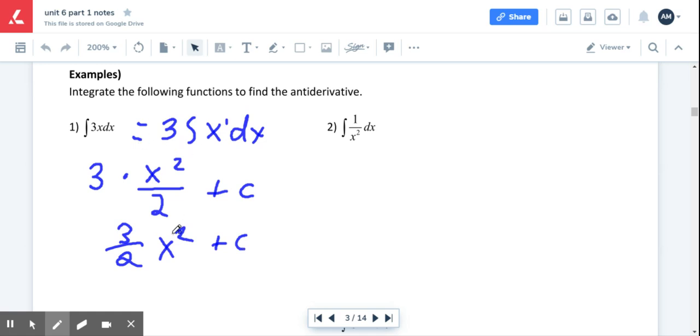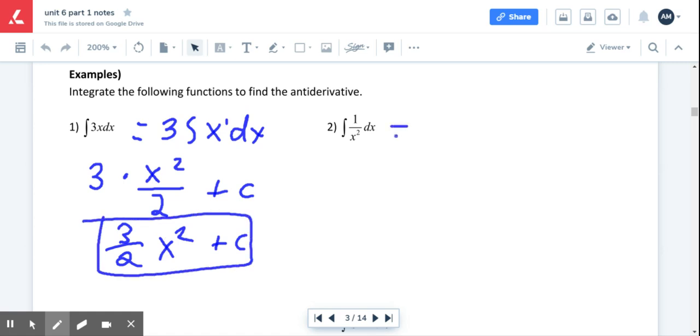And again, I'm going to point out that if we took the derivative of this final answer, you would bring the 2 down in front, and the 2 would cancel out with this 2, and we would just be left with 3x. So this is our antiderivative here.